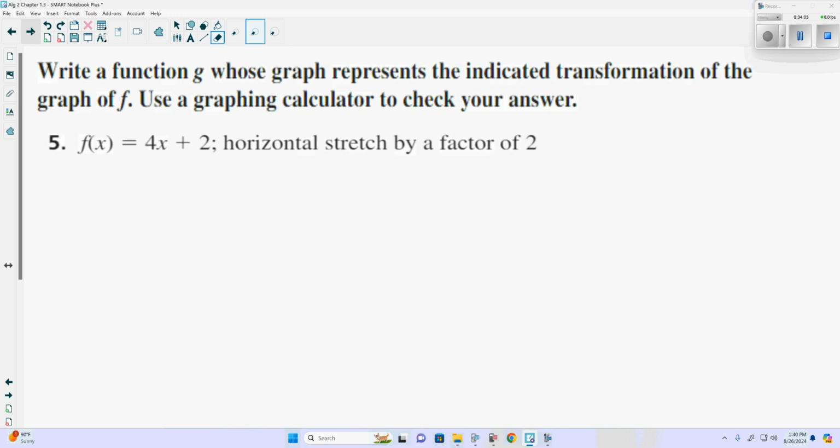And now we have the last one of the day. We want a horizontal stretch by a factor of 2 for this function here. And again, just like the one before, we're going to use g of x.